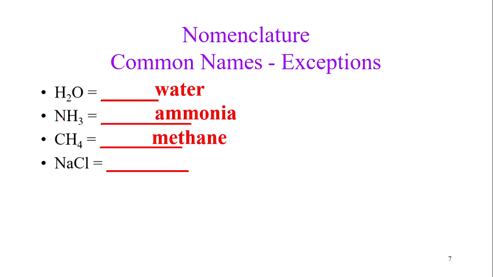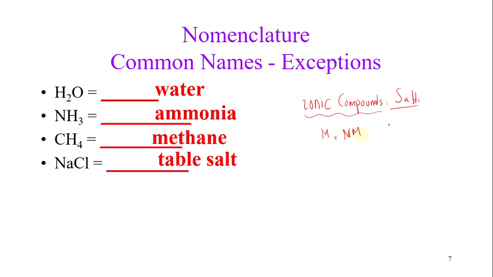How about this one, NaCl? NaCl starts with Na, sodium, so we call that metal. This is an ionic compound. This compound we call table salt. Right now, let me write this here. Ionic compounds, in general, we call them salt. Ionic compounds, metals, non-metals, we call them salt. Table salt means only this one, NaCl. The name of this compound is sodium chloride. We are going to work on this naming a little bit later.